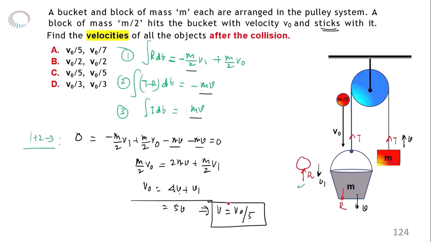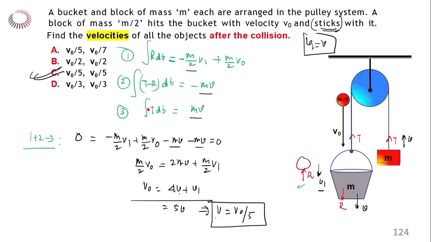Got it? So initially I took the velocity of the ball after the impact as, let us say, v1. But once I read the question, that it will stick to it, I can now say that v1 should be equal to v. So ultimately v is equal to v0 by 5, and v1 is also v0 by 5. That means all the particles over here are moving with the speed v0 by 5. So the answer for this problem will be v0 by 5 and v0 by 5.